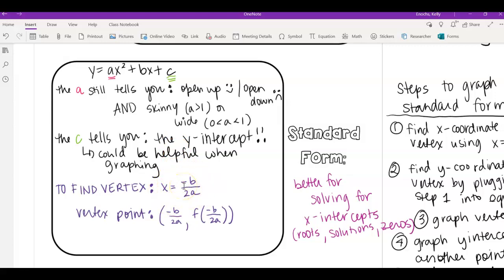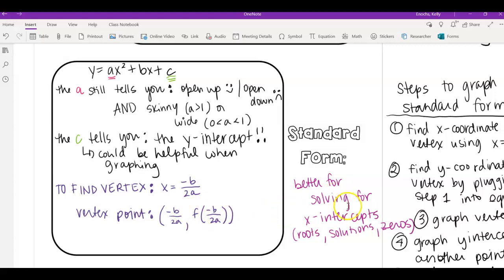That's going to be what we use to help us find the vertex so that we can graph in standard form. When we try to find that vertex point, we're going to use that negative b over 2a value. That's going to be our x-coordinate. And then we're going to have to plug that in and find its function value, or the y value, of that same x value. So you'll see my y-coordinate says f of negative b over 2a because I'm going to take the function value of whatever value I found for x. And you'll see that in our steps.